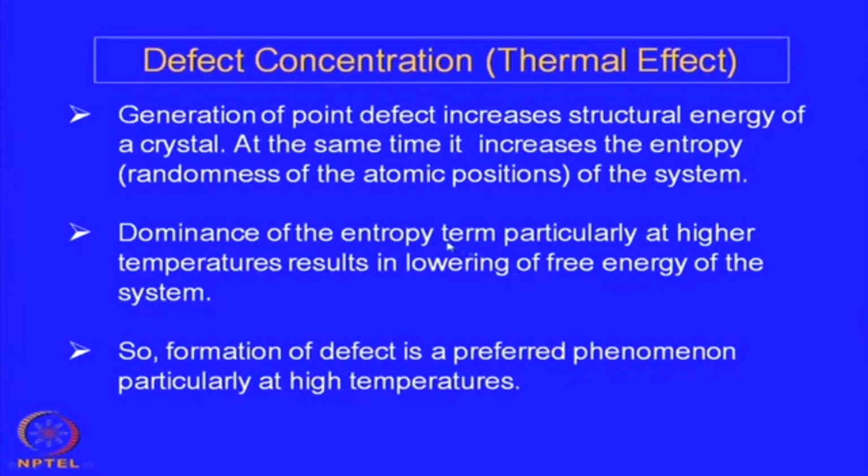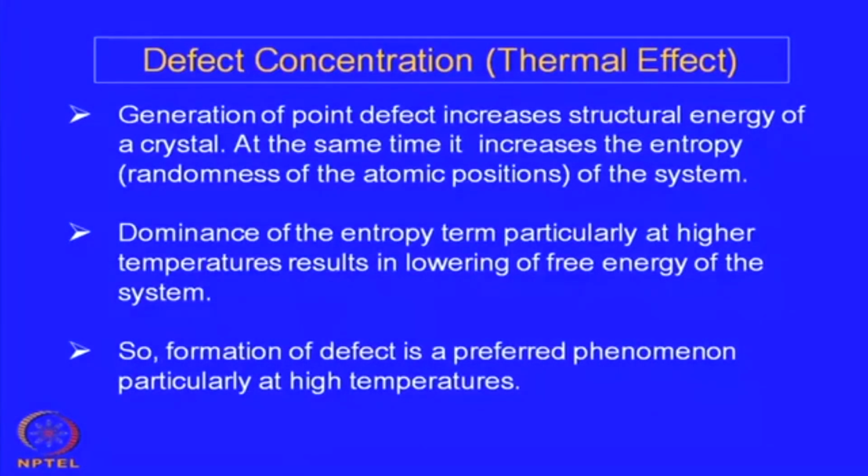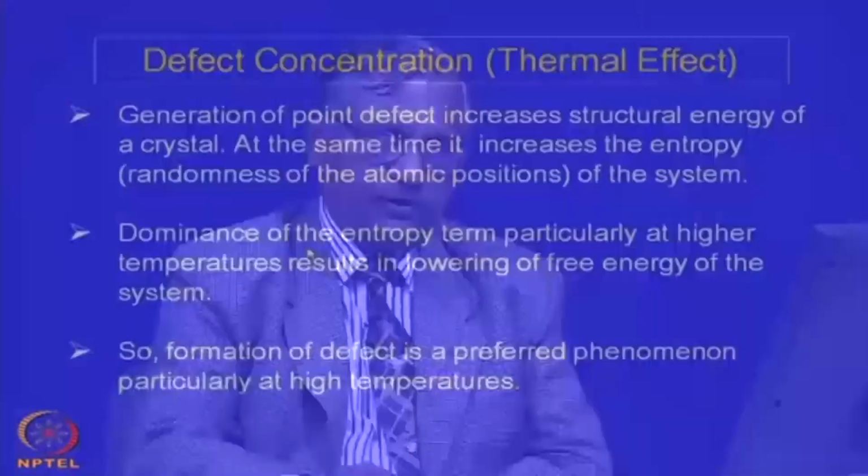So, it is not that defects are not allowed, defects are actually preferred, because by generating this kind of point defects, you reduce the free energy of the system, okay, because the entropy term increases, or by increasing the entropy term you actually reduce the free energy, and therefore defects will automatically form at high temperature. Okay. So, depending on the temperature, defects are automatically going to come, and it is a preferred thing from the thermodynamic point of view.